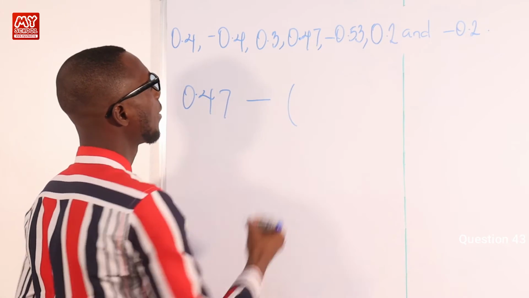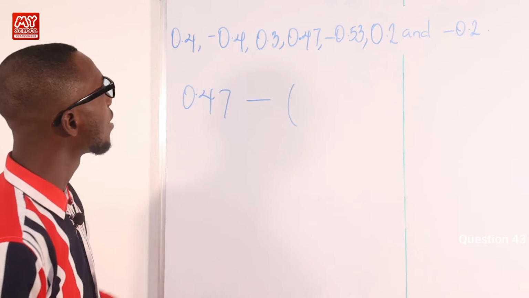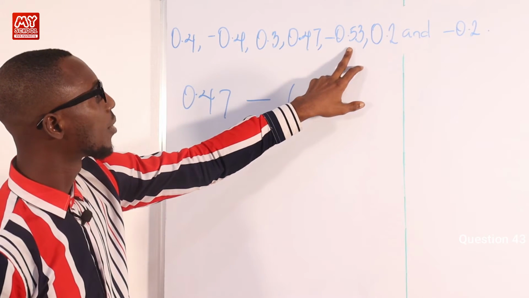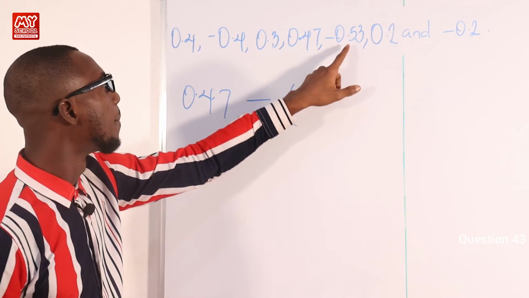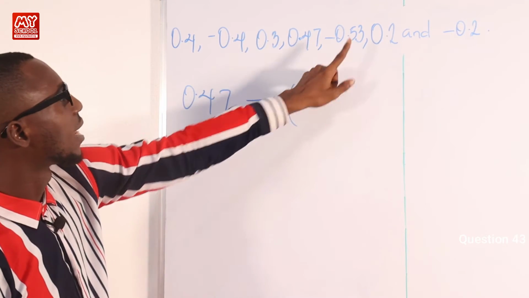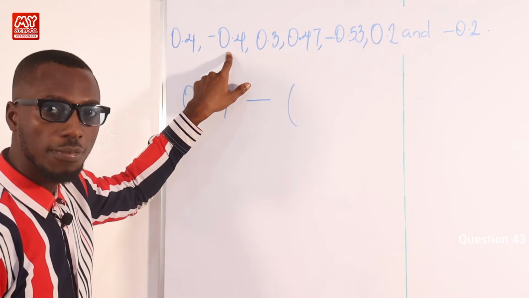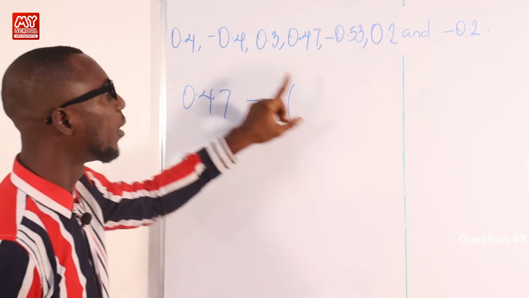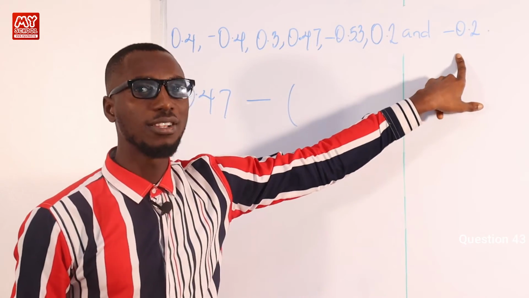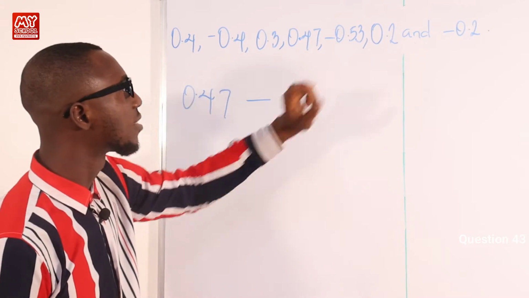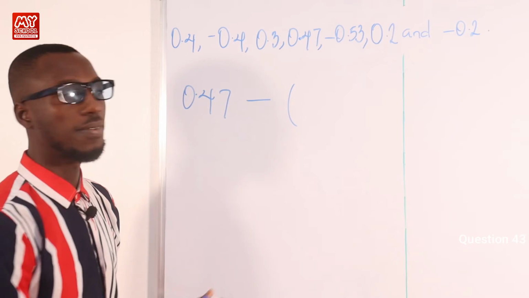Then what will be the lowest? The lowest is minus 0.53, because minus 0.53 is lesser than minus 0.4. Minus 0.4 is lesser than minus 0.2. So the lowest is minus 0.53.